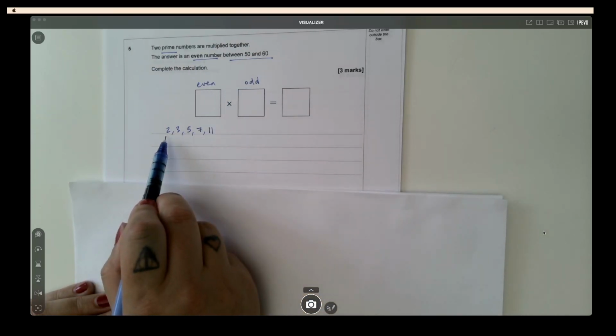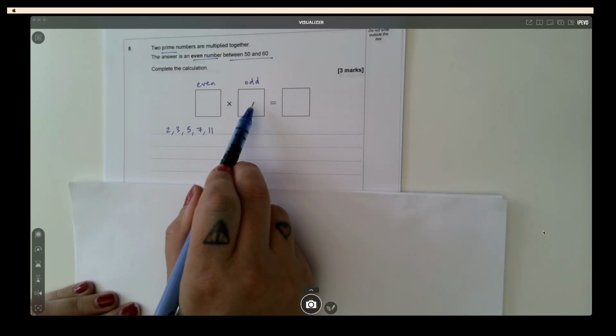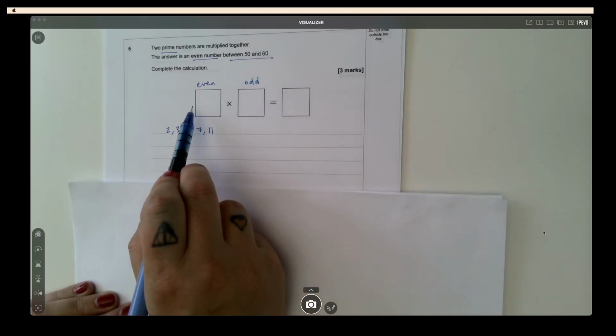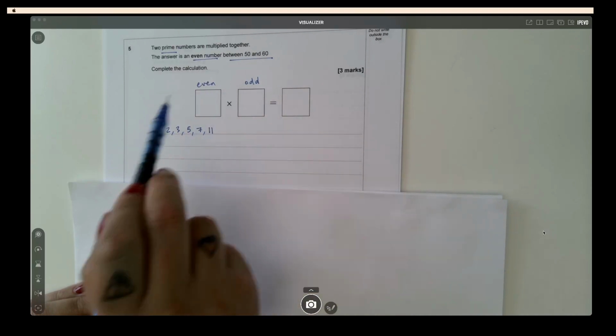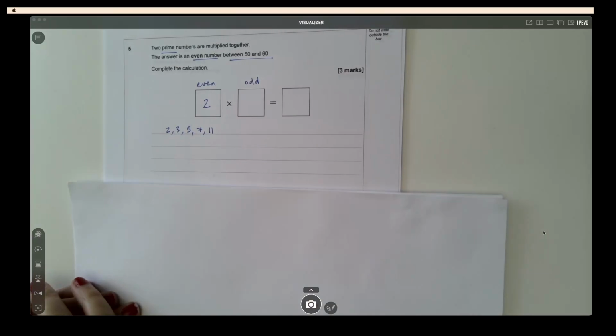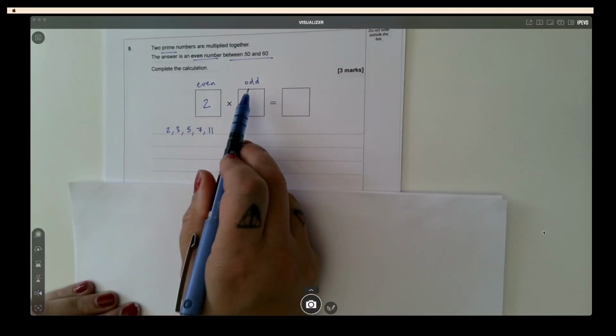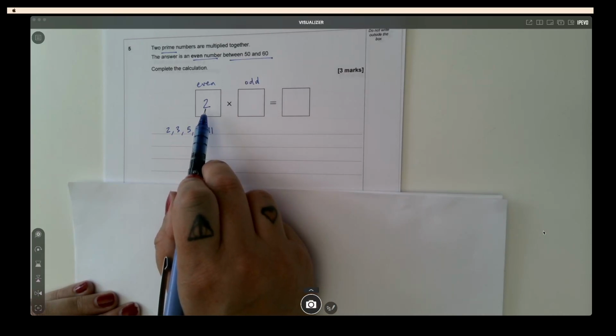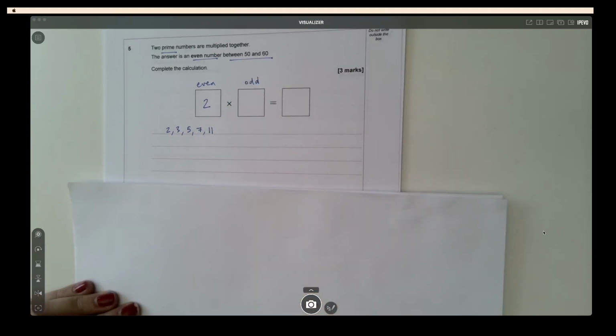Now the only even prime number is 2. So if we're to use 2 times 2, that only gives us an answer of 4. So that's not going to work. So the only combination we have left is even and odd. The only even prime number we've said is 2. So now we need to find an odd prime number, which the rest of them are, that when we multiply it by 2, when we double it, we get an answer between 50 and 60.